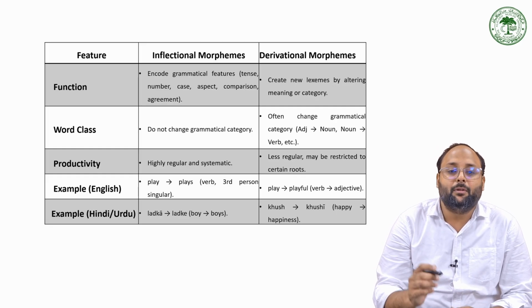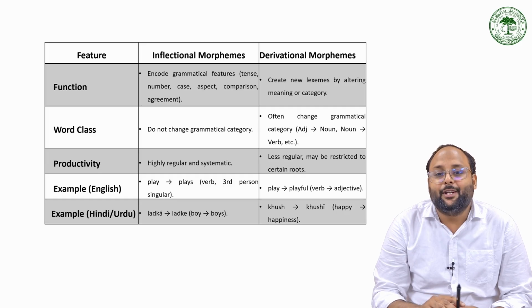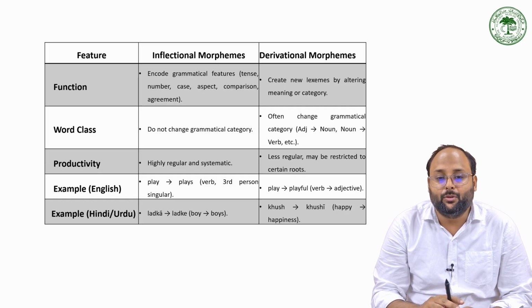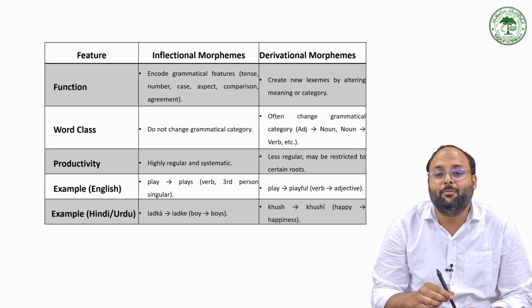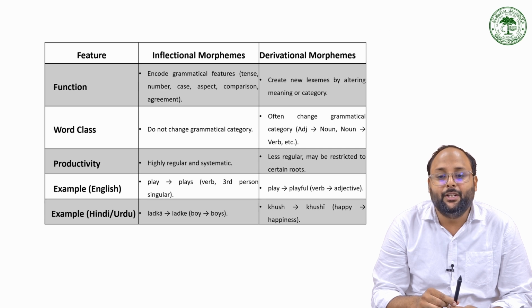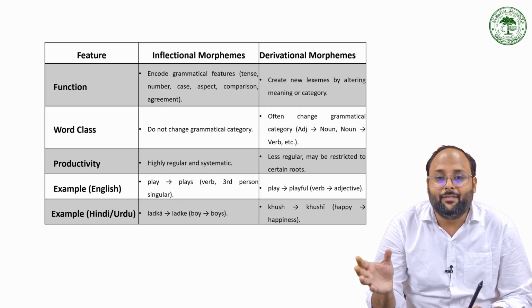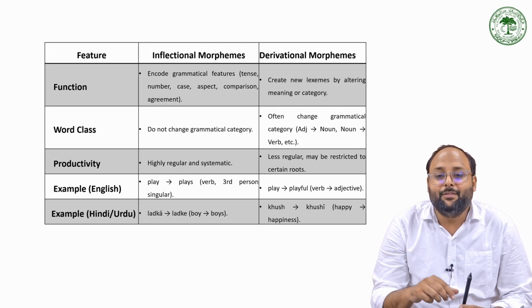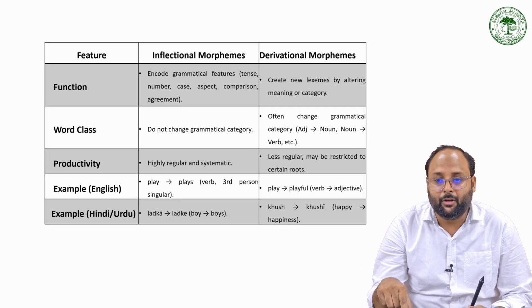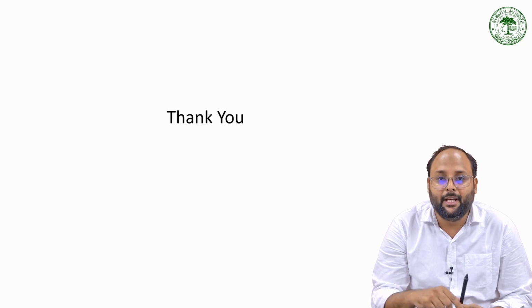That is an example of inflectional morphemes, and a derivational morpheme example is play becoming playful. In terms of examples from Hindi Urdu, like ladka becomes ladke and khush becomes khushi. When you change ladka into ladke, that is the inflectional change, or we can say that we are adding only an inflectional morpheme. For the derivational change, we have khush becomes khushi, from happy to happiness. Thank you so much.